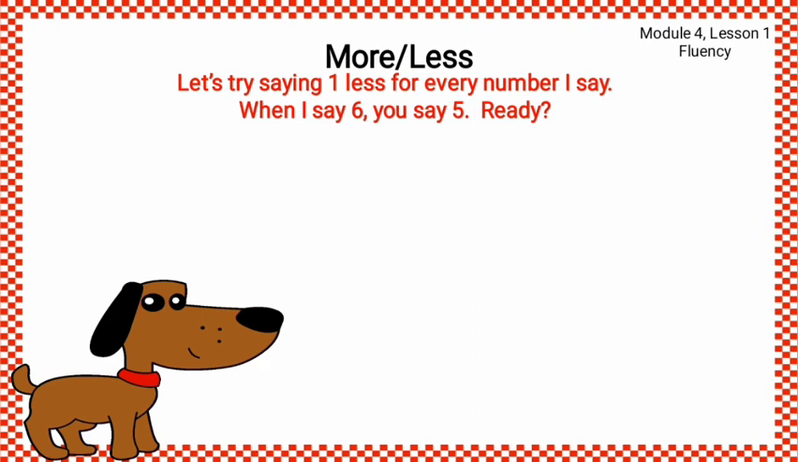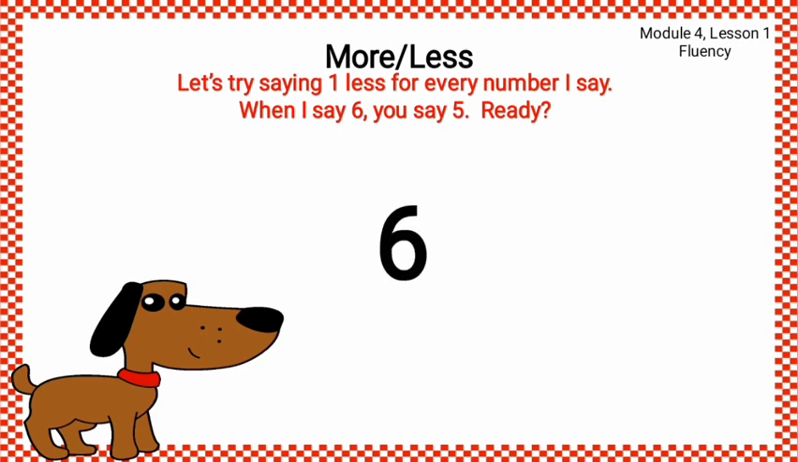Now let's try saying less. Okay. For every number I say, you say 1 less. Okay. All right. Now, 1 less. When we say more, we were adding. So when we say less, we are subtracting. And everything we're doing in steps of 1. Okay. So if I say 6, 1 less than 6, that's 6 minus 1. You say 5.